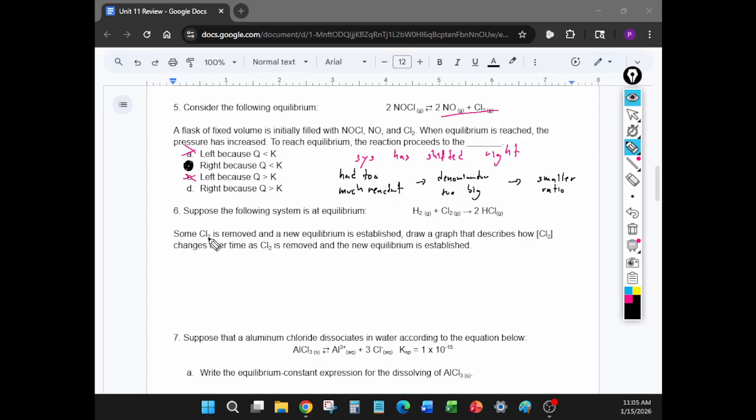If you just memorized what the Q versus K relationship means, you can just easily figure that out. Or you can go through all the math stuff. I'm just giving you the reasoning behind it. But you can just memorize it outright if you want to. I just personally hate memorizing, so I just did it this way.